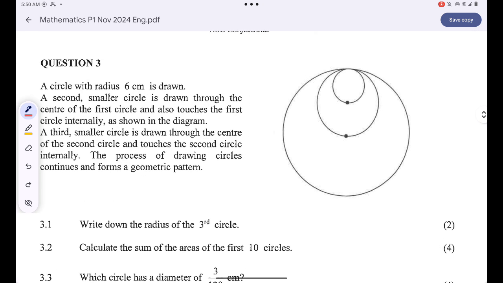Okay, so if this is the radius of the first circle, that means the radius of the first circle is the diameter of the second circle. Are you together? Basically, the radius of one circle will always be the diameter of the next circle. Please do keep that in mind.